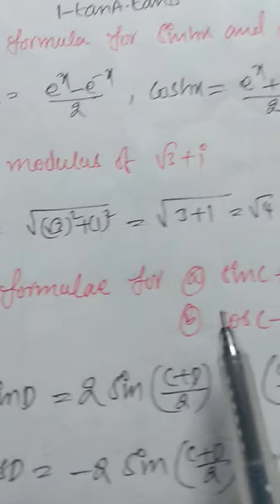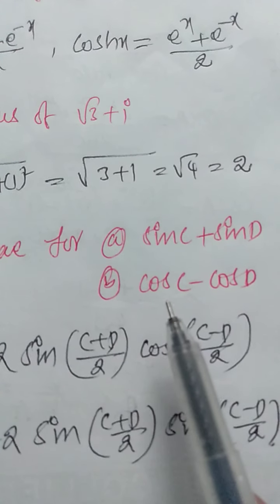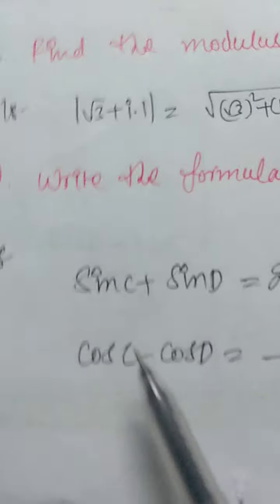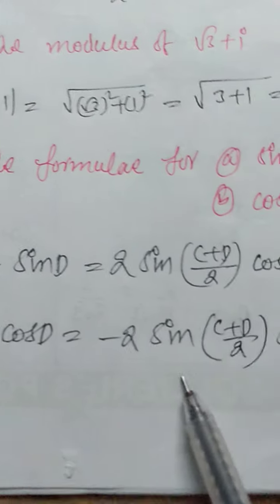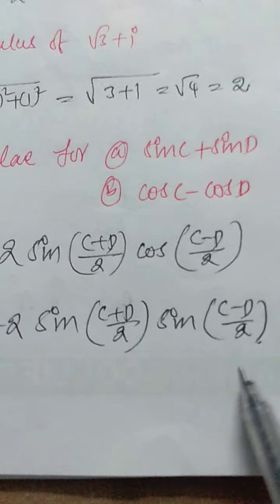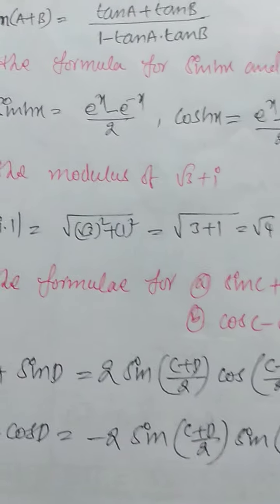Next, write the formula for sin c plus sin d and cos c minus cos d. Sin c plus sin d is equal to 2 into sin of (c plus d) by 2 into cos of (c minus d) by 2. Cos c minus cos d is equal to minus 2 into sin of (c plus d) by 2 into sin of (c minus d) by 2. This is the required solution.